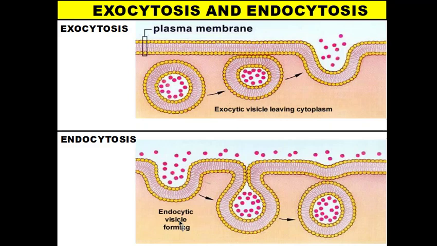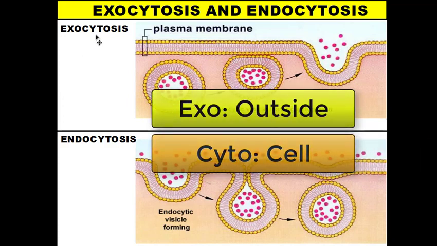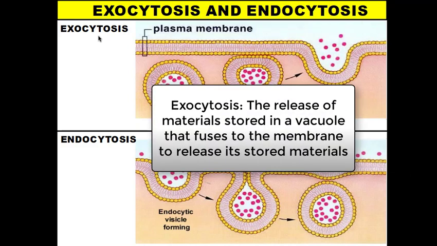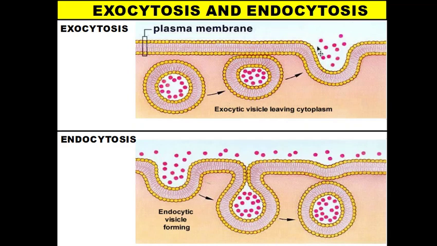But if you break down the words exocytosis and endocytosis, you can see what the differences are. If we take a look at the word exocytosis, you might remember the term exo means outside. Cyto means cell. When you hear the word cytoplasm, that's basically like saying cell fluid or cell plasm. So exo means outside, cyto means the cell, and this means outside the cell. Exocytosis is the release of materials stored in a vacuole that fuses to the membrane of the cell and then gets released outside. So as you can see in this diagram, we have our vacuole with materials stored on the inside, and this vacuole is going to move towards the cell membrane.